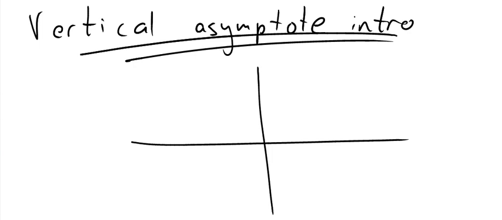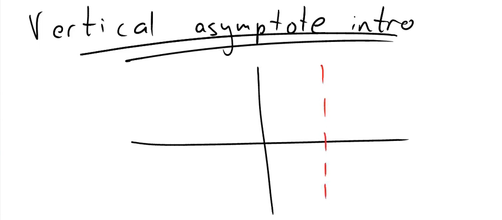Okay, so let's present vertical asymptotes and talk about this a bit more. Remember, an asymptote is a line we get really close to but never really touch. And vertical, well, that means it's just a vertical line. So let's draw a vertical line and talk about it. Here's the vertical line. Looks familiar?